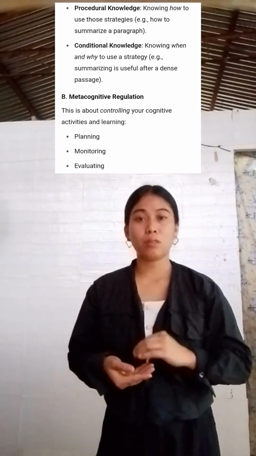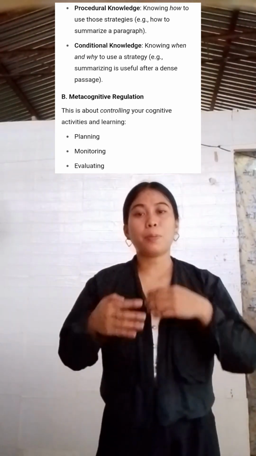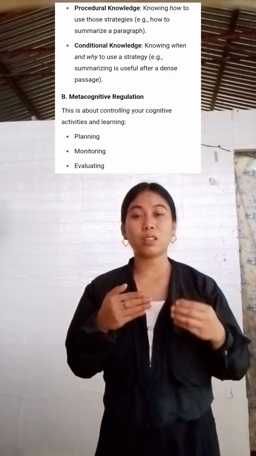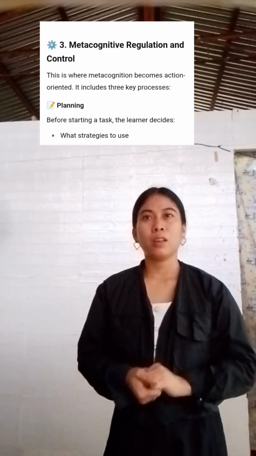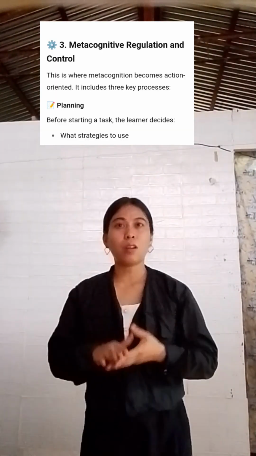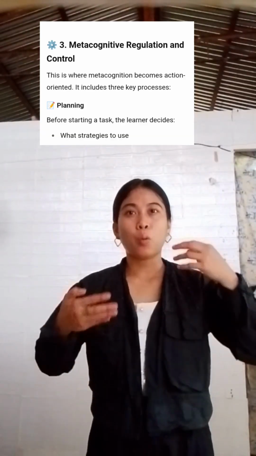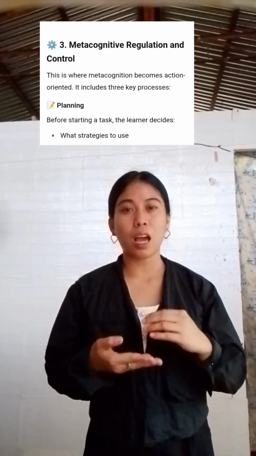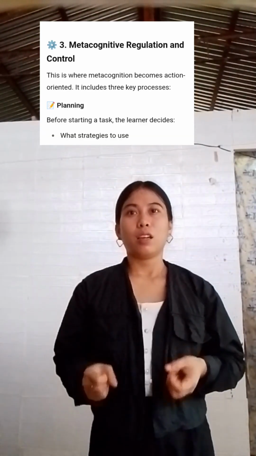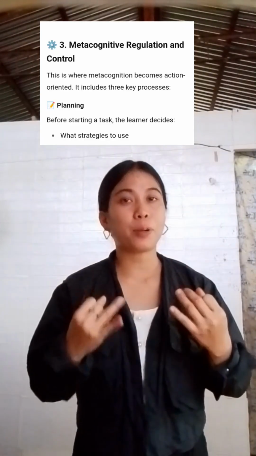Second is the metacognitive regulation. This is about controlling your cognitive activities and learning. Next is the metacognitive regulation and control. This is where metacognition becomes action-oriented. It includes three key processes.